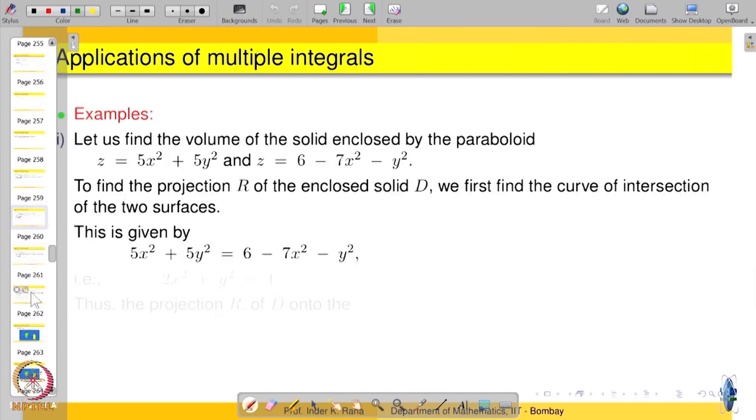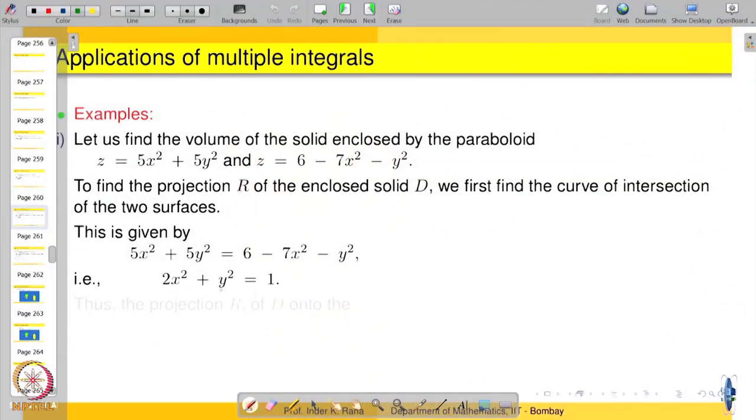What is this? Again, something similar. So for example, z is equal to this, z is equal to this. When you find the intersection of the two, what is the common thing? This equal to this, so that gives you 2x square plus y square equal to 1. So what does that look like? It is an equation in x and y only, that is a curve, right, where they intersect. So that means that is a projection onto the xy plane, so that is the ellipse, right? 2x square plus y square equal to 1, so that is a projection.